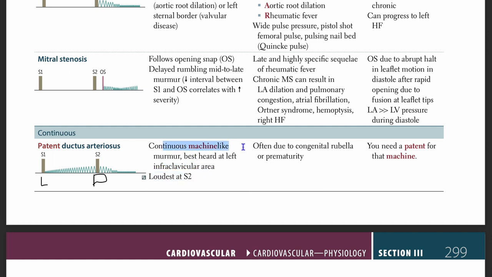Or they might say that they heard this. What's the best way to manage this, or something like that? Again, to close this, we get what? Indomethacin, right? So, murmur best heard at left infraclavicular area, and it's loudest at S2. Okay. Often due to congenital rubella or prematurity. Right. Remember these causes. So congenital rubella is important because of PDA, and then you have prematurity that can cause this. So you need a patent for that machine. You need a patent for that machine. That's how you remember that one.